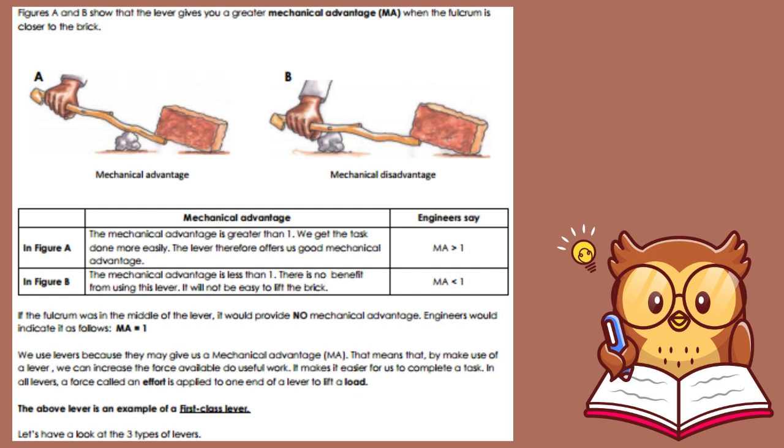We use levers because they may give us a mechanical advantage, MA. That means that, by making use of a lever, we can increase the force available to do useful work. It makes it easier for us to complete a task. In all levers, a force called an effort is applied to one end of a lever to lift a load. The above lever is an example of a first-class lever. Let's have a look at the 3 types of levers.